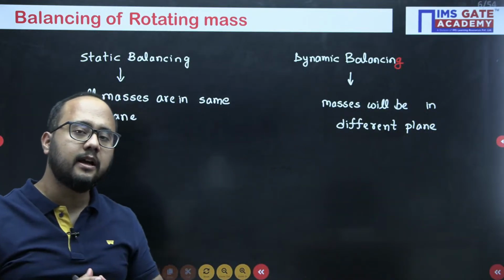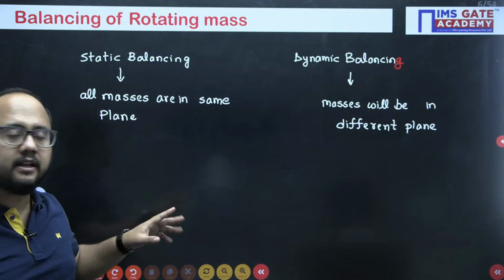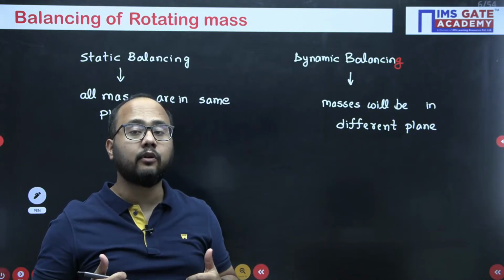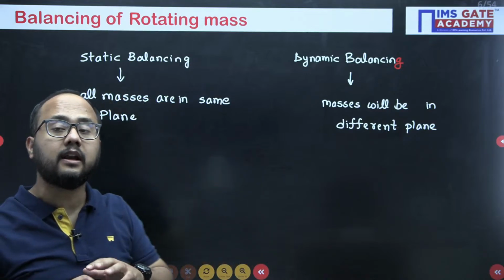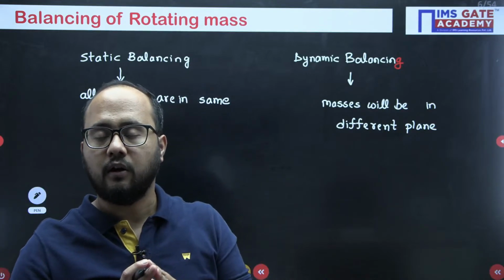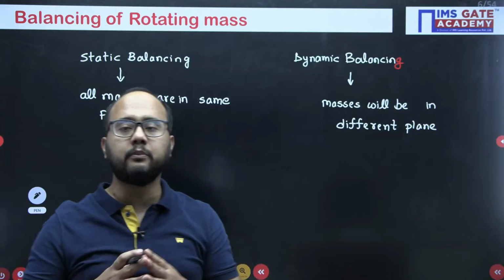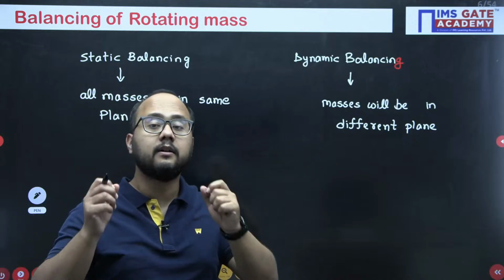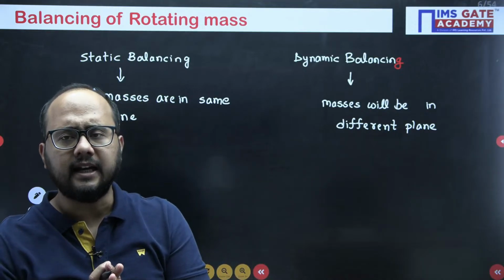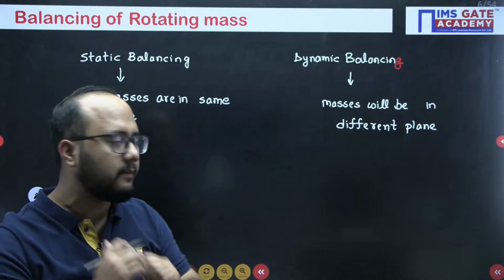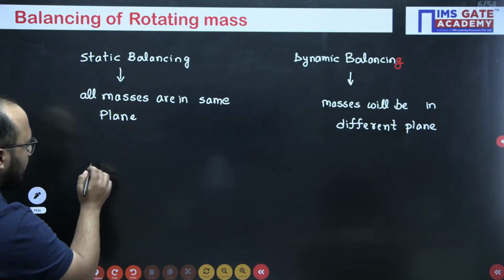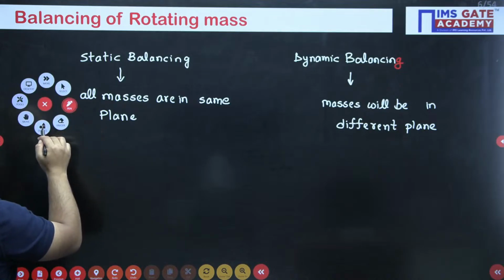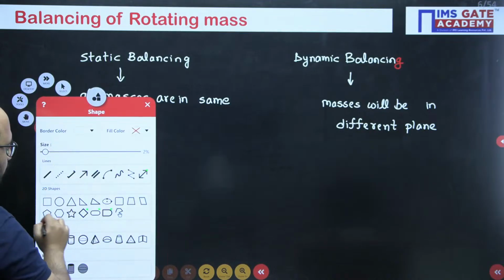Now, what actually happens if all the masses are in the same plane versus in different planes? In case of the same plane, you will never see the moment here. Only summation of forces, force equilibrium, we will be doing. But in case of different planes, we will be doing the moment balance, apart from the force balance. Now, please understand here. First of all, I will show you the diagram, then you can easily understand.